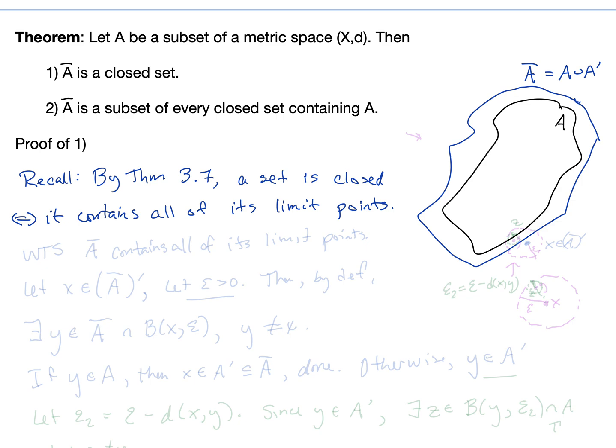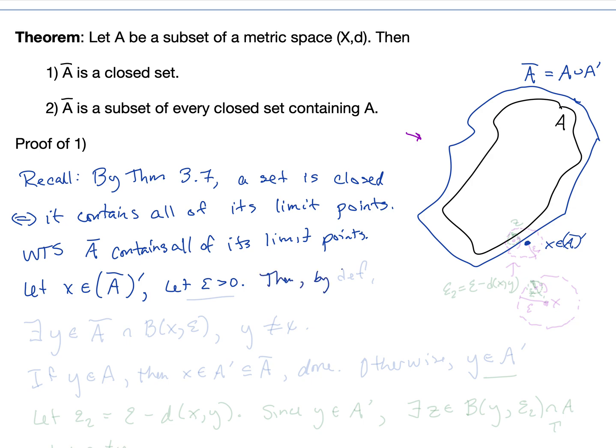We've got our set A over here, our set A closure, A together with its limit points. Recall by theorem 3.7 that a set is closed if and only if it contains all of its limit points. So what we want to show here is that the set A closure contains all of its limit points. So we've got some x, and we are assuming that x is an element of A closure's limit points. So let's let x be a limit point of A closure, and also let's let epsilon be greater than 0.